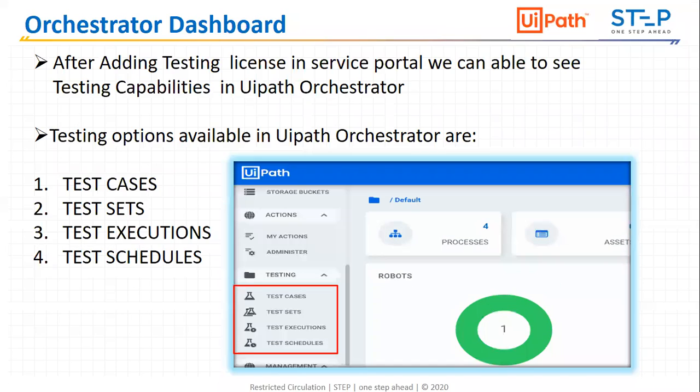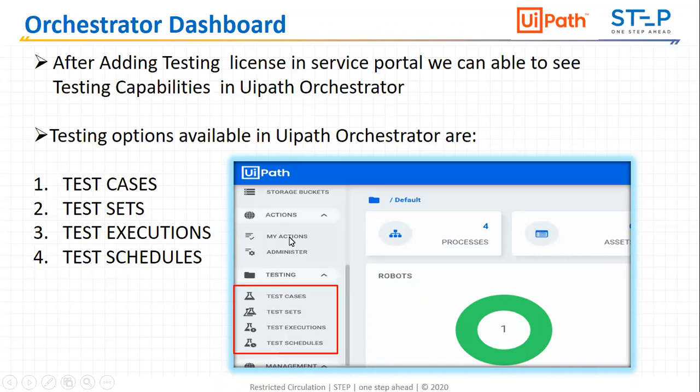This is the Orchestrator dashboard, where we will be adding the testing license, and only after adding the testing license, test cases, test sets, test execution panel, and the test schedules, all these points will be available for you. These are the main testing options from where in Orchestrator we can run our test case. Test cases are the list of test cases, then you can select test cases for test sets. A test set is nothing but a test suite, which is a combination of test cases. Then you can execute your test cases inside the Orchestrator, and you can schedule your test case.